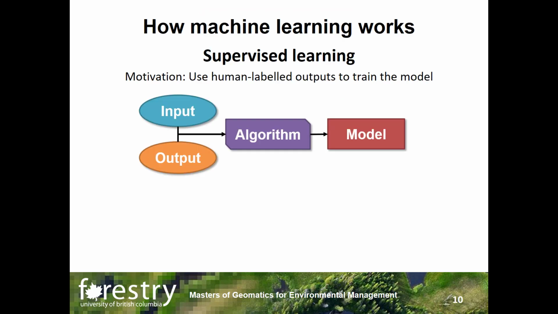So we've looked at some examples of machine learning algorithms. Now let's turn to how these algorithms actually learn. There are two primary ways of learning, depending on whether the output labels are known or unknown. If the output labels are known, in other words, we know what the label is given some set of features, then the learning is said to be supervised. Supervised learning uses human-labeled outputs to train the model. We'll talk more about what training means in a moment.